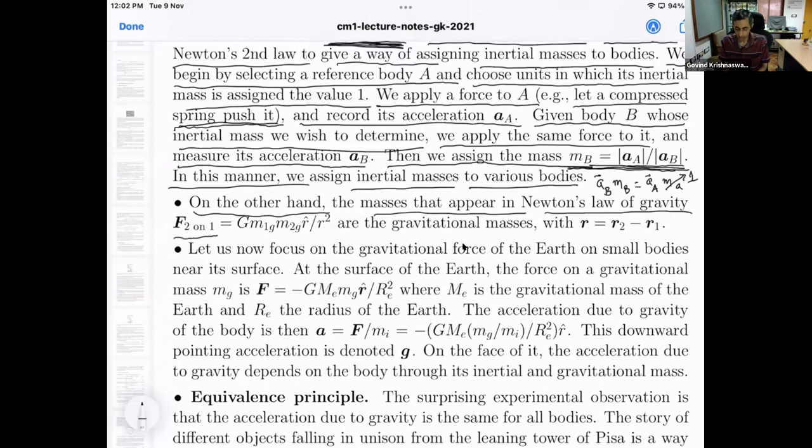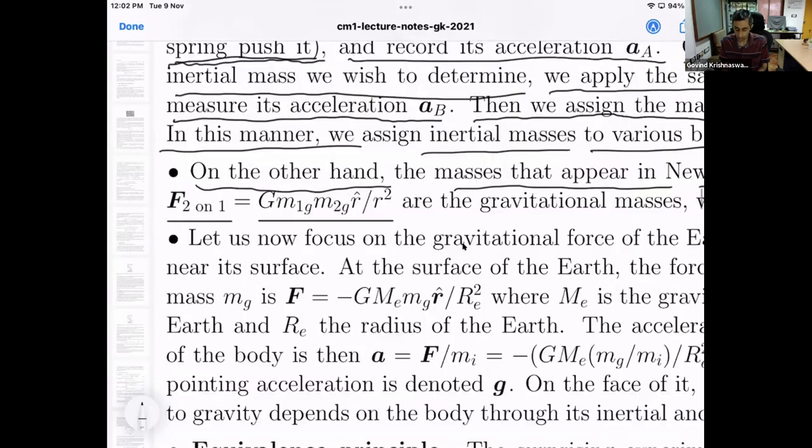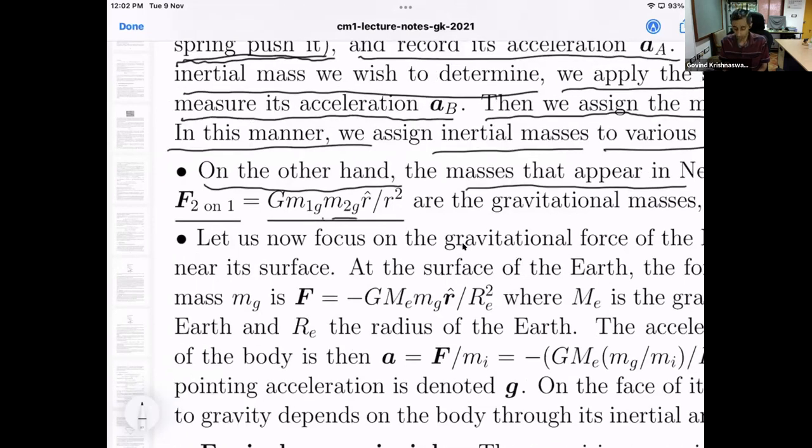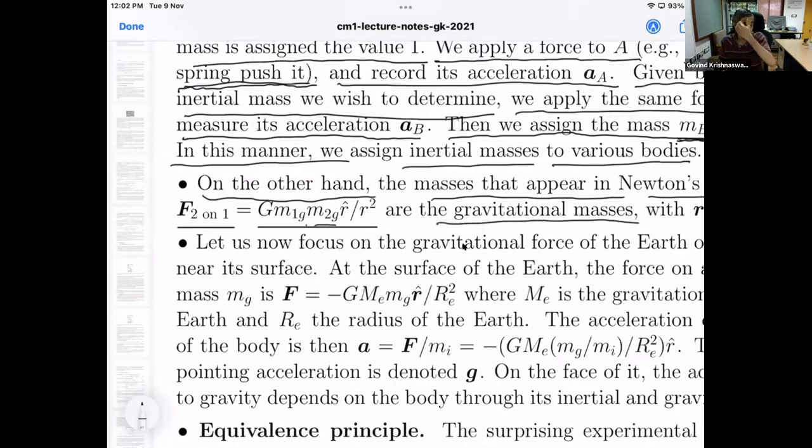Recall that the force of the second mass on the first mass is given by some constant times m1g times m2g r hat by r squared. So we have been careful to denote these masses as m1 subscript g and m2 subscript g. These masses are now called the gravitational masses to make a distinction from their inertial masses, which is fixed using Newton's second law. Newton's second law has no reference to gravity.